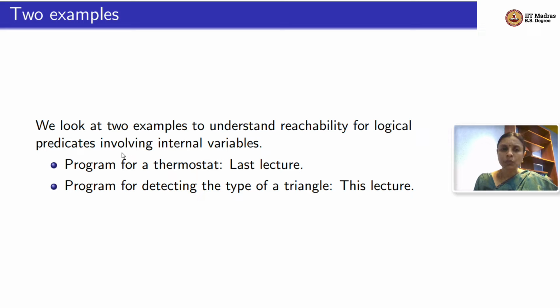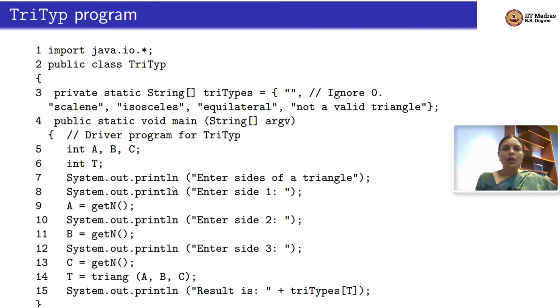So as I told you last week we saw a thermostat, and now I'm going to take another program which you will find commonly in several books on software testing and books on software engineering that deal with chapters in software testing, which is to detect a type of a triangle. And this program typically tends to have interesting combinations of logical expressions which we can test for.